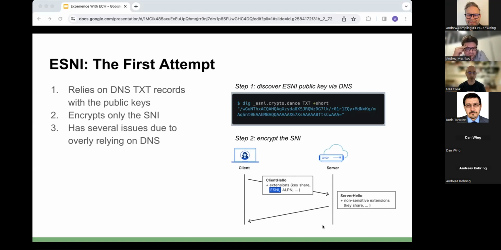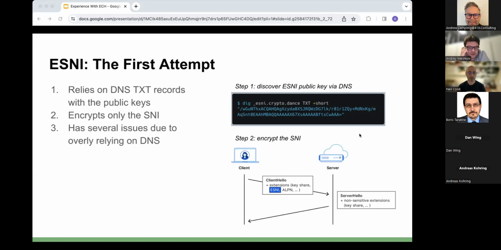So, well, what's important here for the DNS community? For key distribution, ESNI relied on DNS. In order to use ESNI to connect to a website, the client would need to send a request for a TXT record, which contains the ESNI public key. And you can see it on the slide. Step 1 shows how it looked. But there were some issues with ESNI in general.